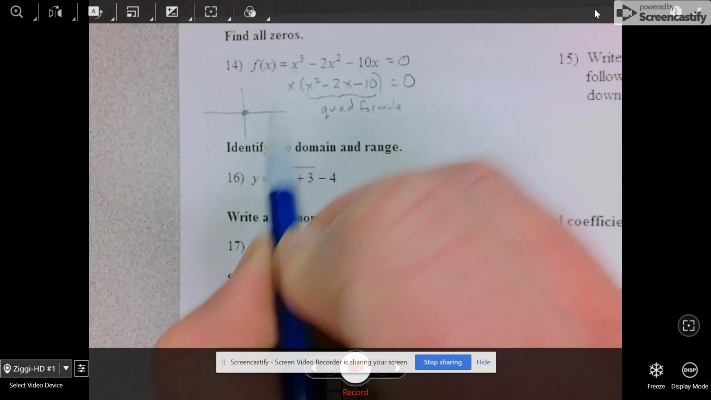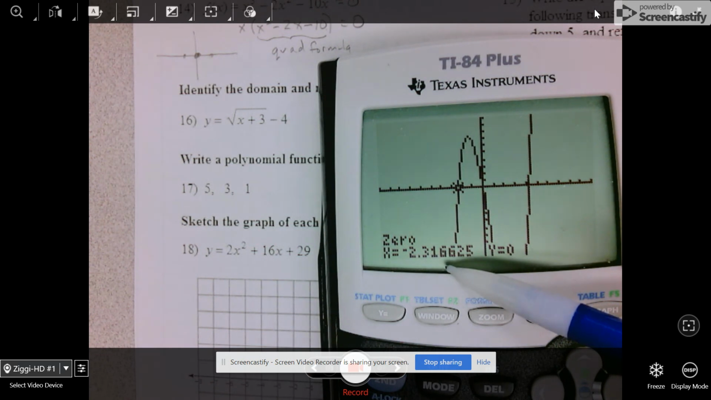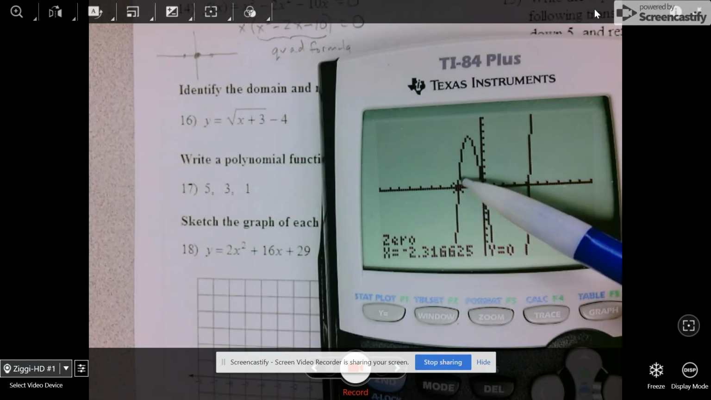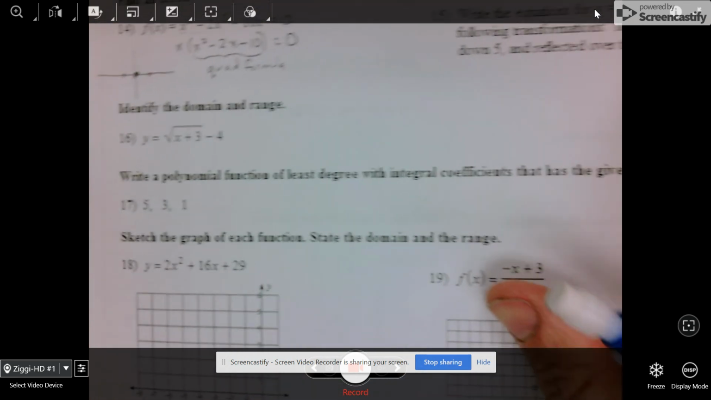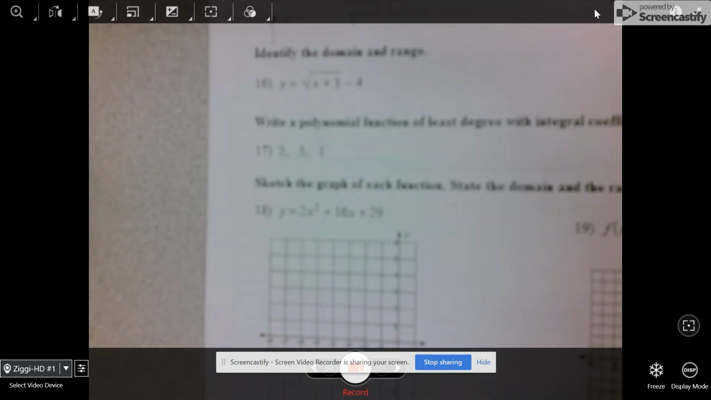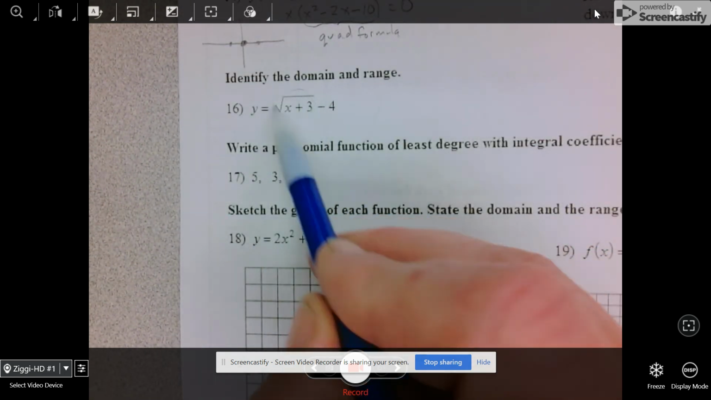Identify domain and range. Remember, square roots have to be 0 or bigger. So my suggestion on this would be just to sketch a graph, and then you can see the domain and range. So the basic square root graph looks like this. So I'm going to shift to the left 3, because if I plug in -3, that makes that 0, and I'm shifting down 4. So it's going to be some kind of a sketch like this. I'm not even putting all the numbers, but I know that the domain, the smallest value is -3.